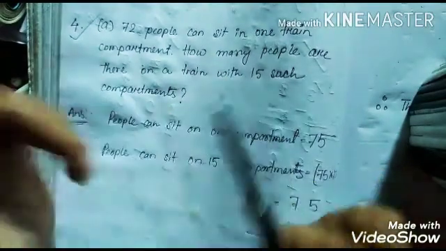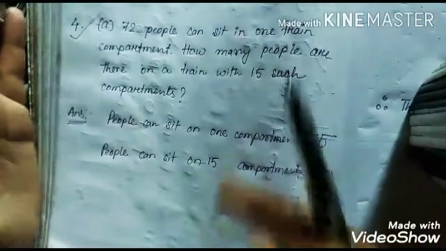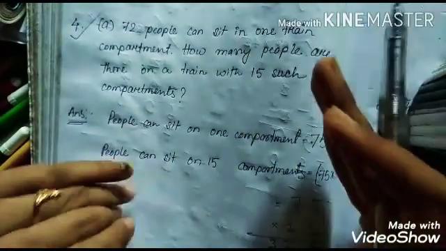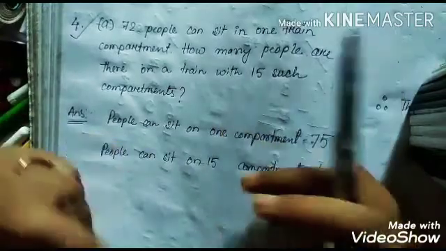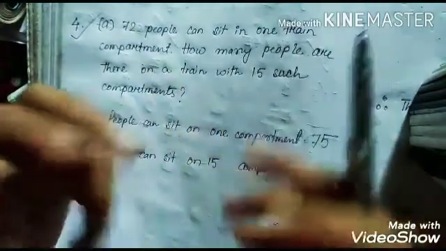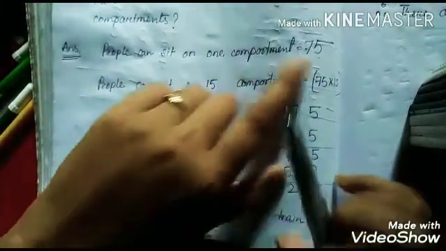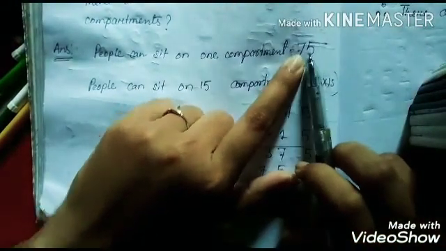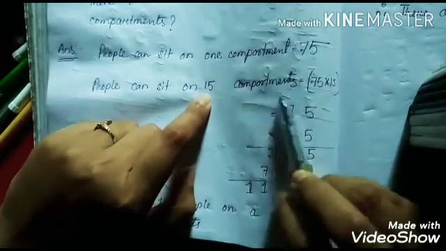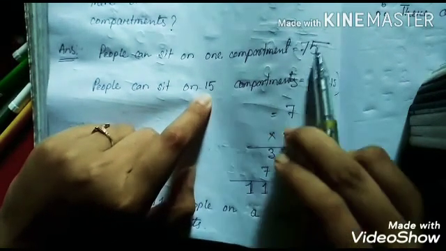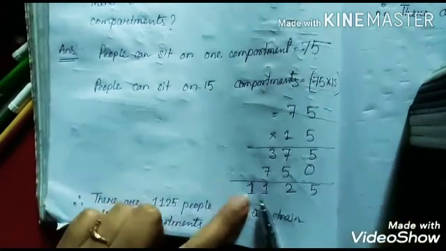So if you do addition, then it will be very lengthy. So that's why we will choose what? Rather than addition, we'll choose multiplication. Then it will be very easy for us to calculate, and by multiplying we can find it out. So as you can see, I have written people who can sit in one compartment, that is given as 75. So people on 15 compartments, we have to multiply the 75 people with 15 compartments. If we do so, we'll get this as our answer.